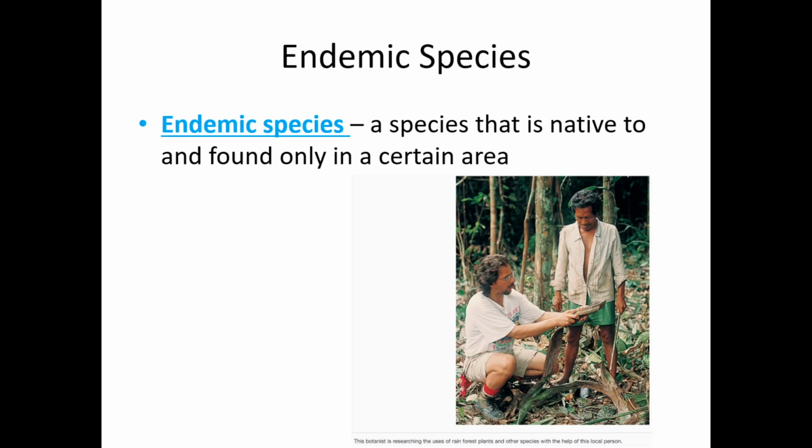Some areas have species that only exist in that area, and these species are called endemic species. Whenever we have a species that is endemic, it means that we're not going to find it anywhere else on Earth. An example of an endemic species would be the honey creepers of Hawaii. The honey creepers are birds that thrive on the Hawaiian Islands, and they're only found there.